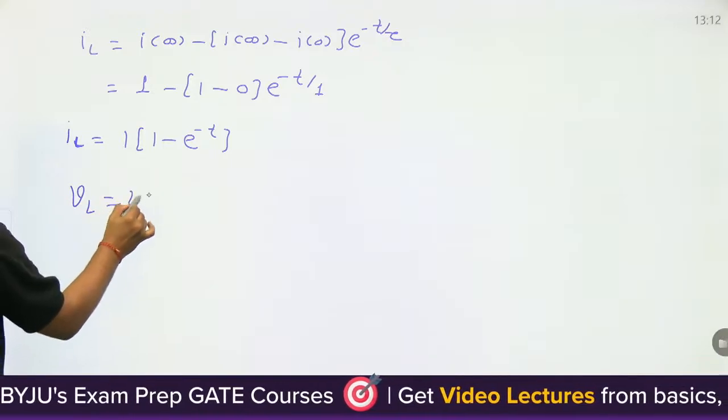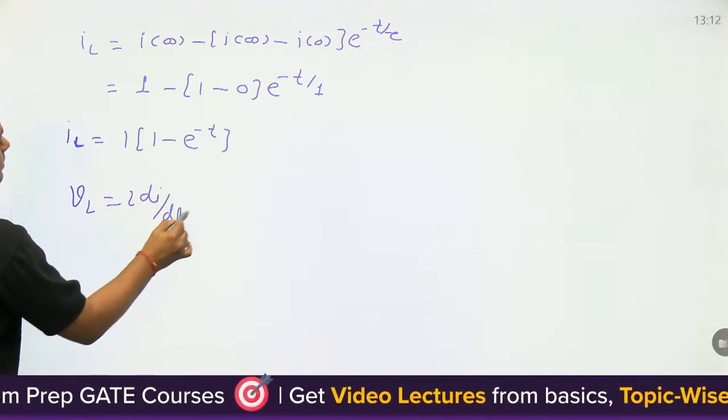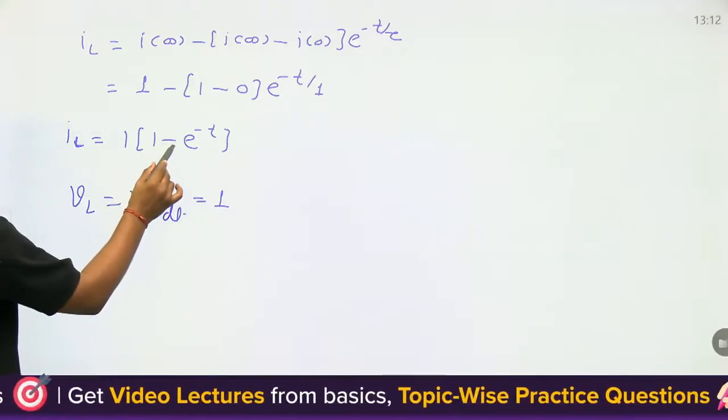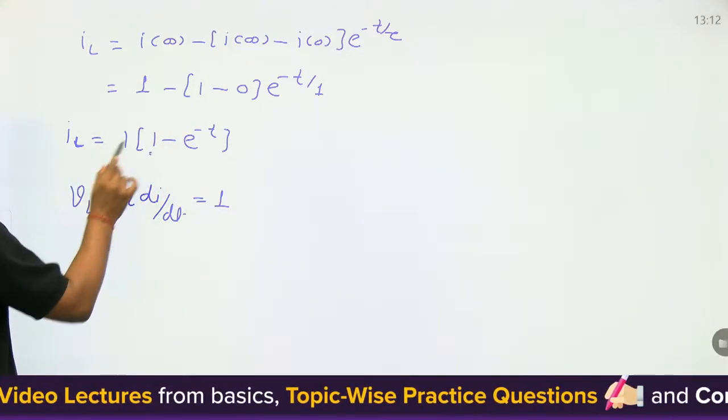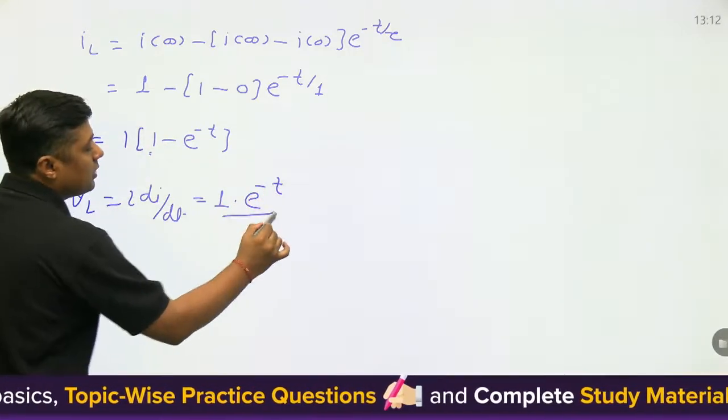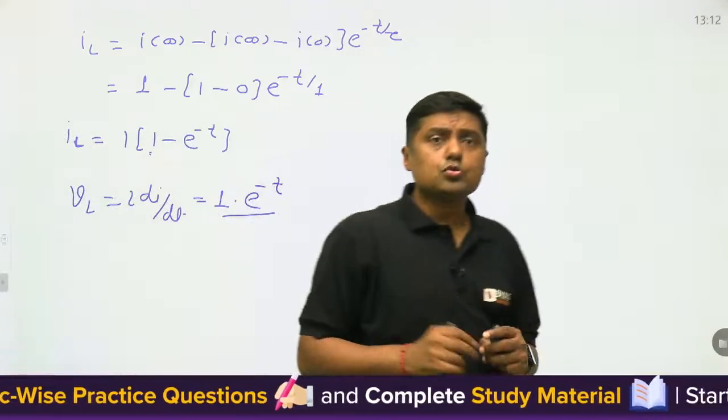What is the voltage across the inductor? L di by dt. What is the value of L? 1. And what is the differentiation of this? Differentiation of 1 is 0. Minus minus will become plus. You will get e raised to power minus t. So that is another approach to solve this question.